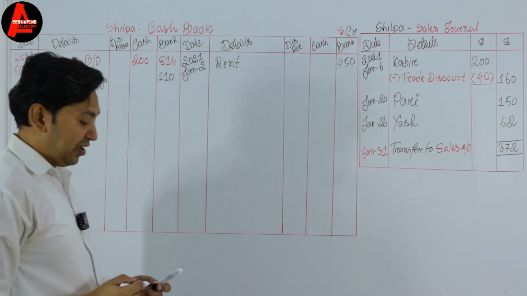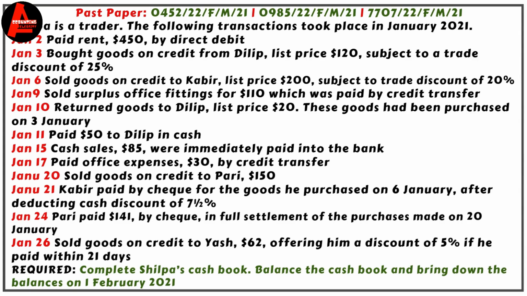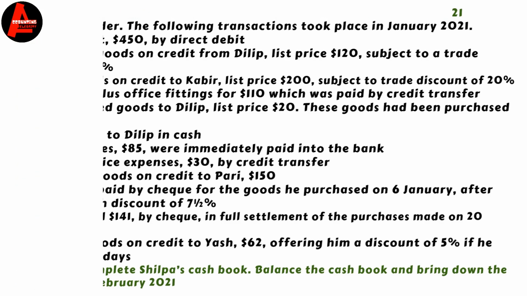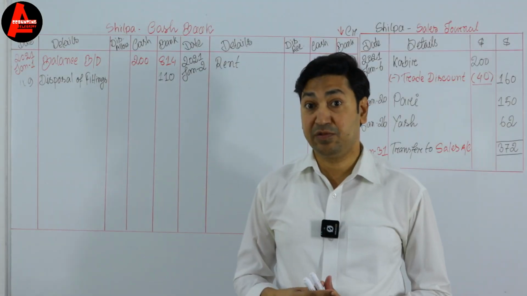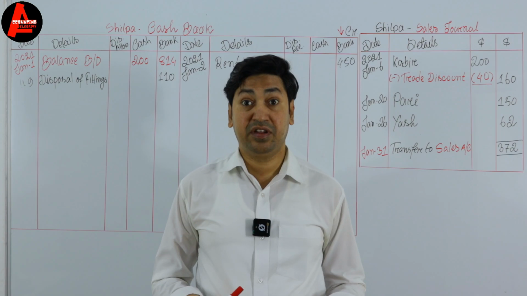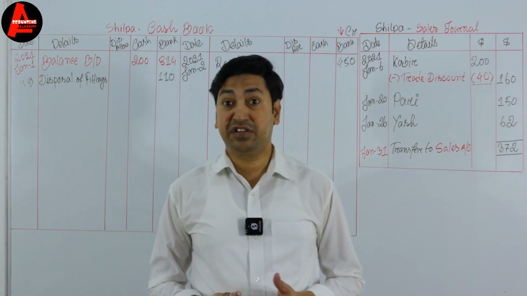Okay, then we have our next transaction. It is here January 10. Return goods to Dilip. Return related transactions will never come here in the cash book. Don't be confused, this will be given just to check your understanding. So this is not relevant.